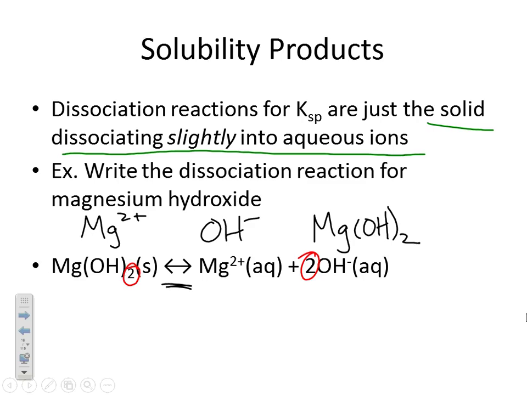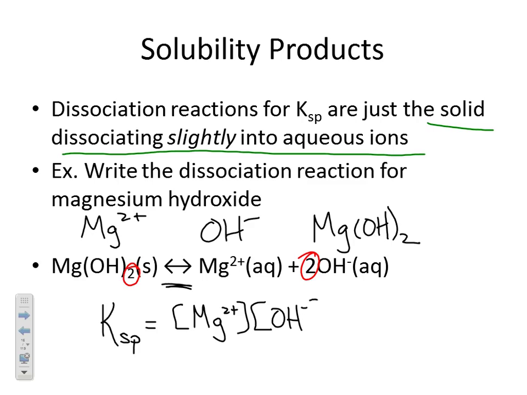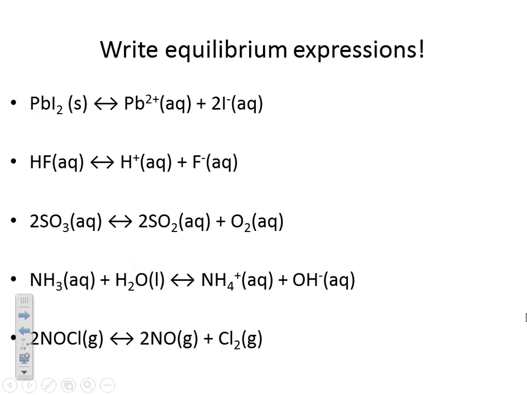Just be careful about that, because in the equilibrium expression, Ksp, because it's a solid dissociating into ions, would be the concentration of Mg2+ products times the concentration of OH- raised to their coefficient, right? So I need to incorporate that 2 there. And then I don't include the solid, so I'm basically done writing the Ksp expression. I can put it over 1 technically, but you don't include that solid in that expression. So, just some practice writing equilibrium expressions.